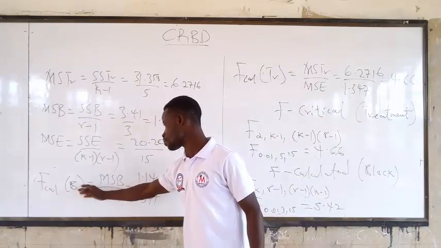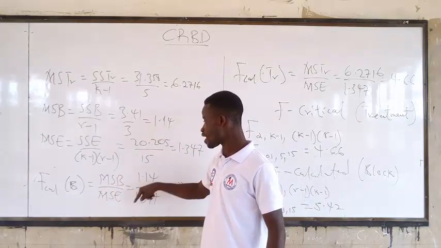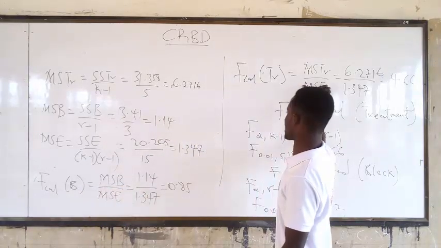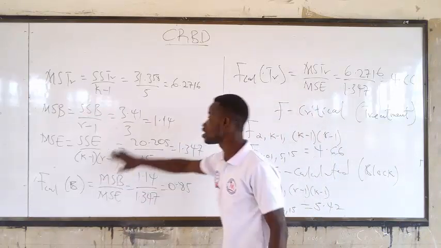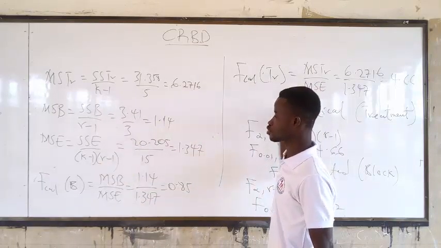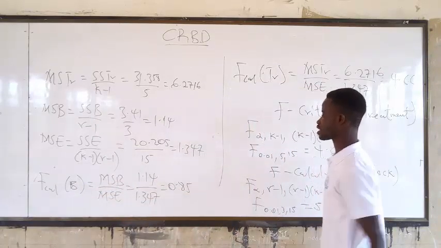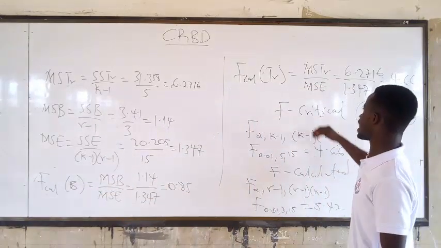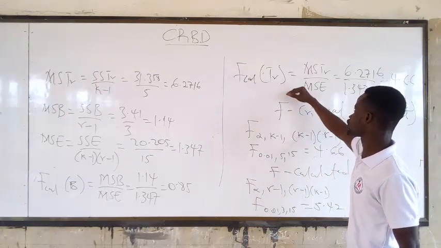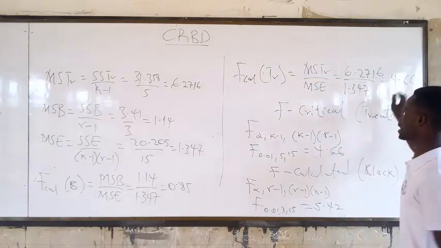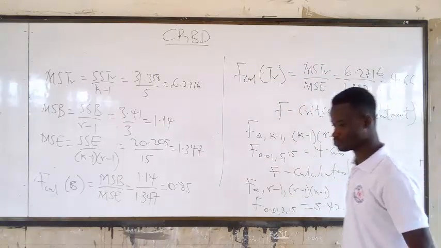So F calculated for the block will be mean square of the block over the mean square of the error. Alright? So here you are going to divide by the error. I hope you can see that. So F calculated for the block is mean square of the block over error. And F calculated for the treatment is mean square of the treatment over mean square of the error. And that's the value you are going to have.